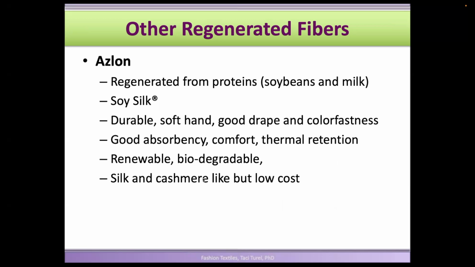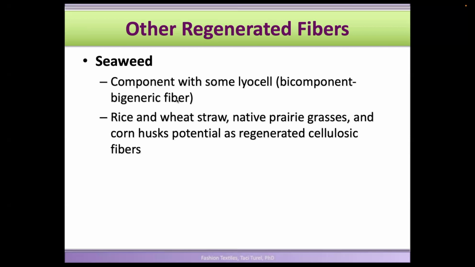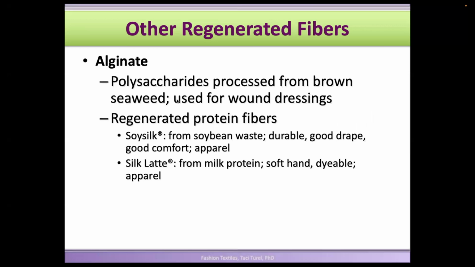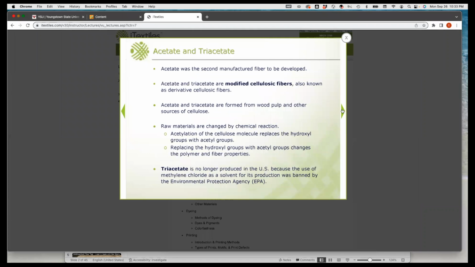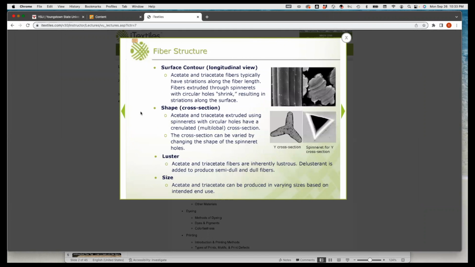Aslan is the fiber that is regenerated from proteins instead of cellulose. So it can be soybeans or milk. Soy silk is a registered trademark of Aslan Fibers. So if you ever see soy silk with a registered trademark, that's Aslan. That's a regenerated fiber. They are durable, they have good drape, they are soft, good absorbency, good thermal retention. They're renewable, biodegradable, and they kind of look like silk and cashmere, but they're a lot cheaper. Seaweed is another regenerated fiber. Alginate is another one.